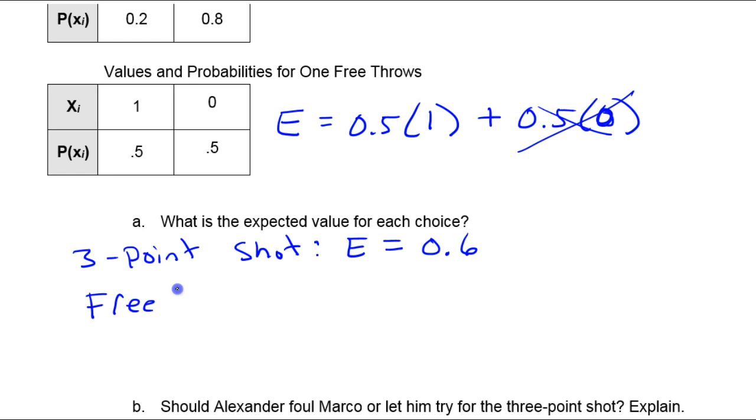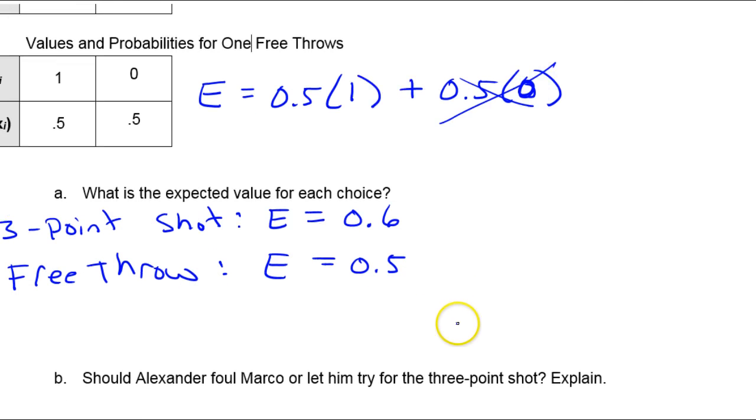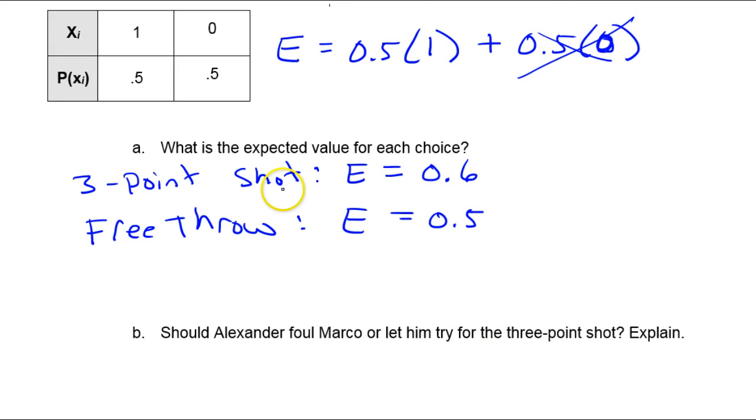So for the free throw, the expected value is 0.5. All right, so it seems like if this were done over and over again, then you're going to get more points from the 3-point shot scenario. On average, you're going to get 0.6 points if you do the 3-point shot over and over again in this situation. On average, on a free throw, you're going to get an average of 0.5 points. This is more, so that's going to give you more points.